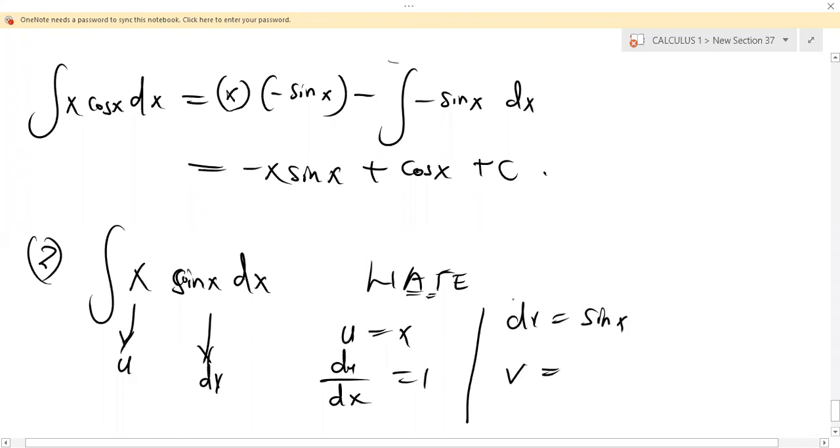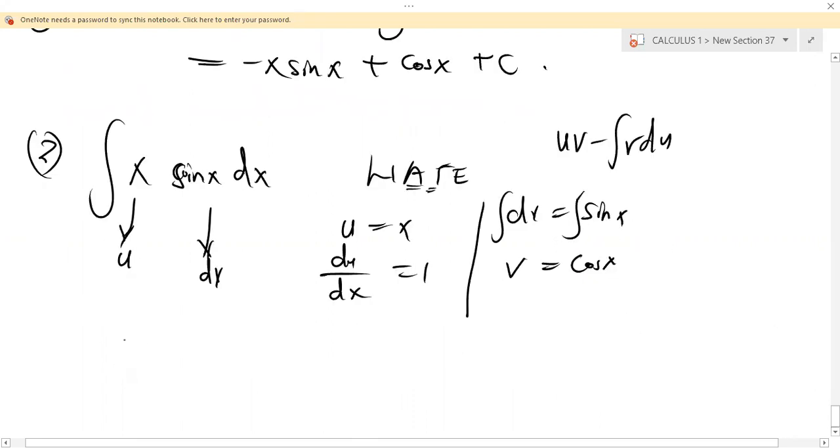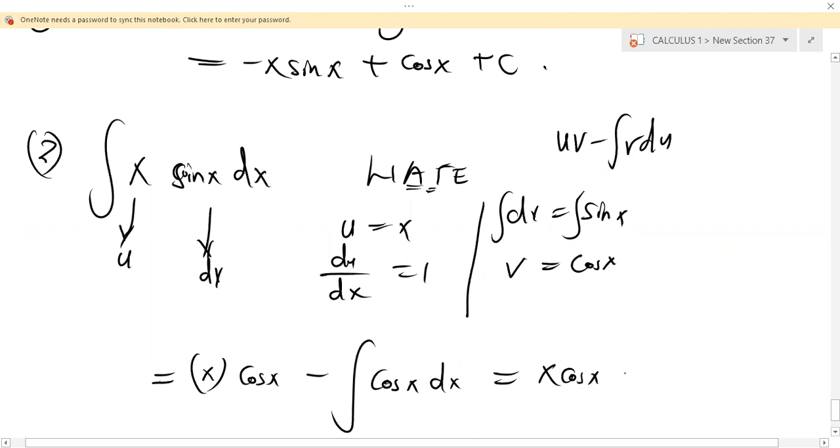Your v is equal to, if you integrate, you will get minus cos x, because the formula for integration by parts is uv minus the integral of v du. So that clearly gives us, if we put values into the formula, we have u, our u is x, multiplied by v, minus cos x, minus the integral of v multiplied by du, and our du in this case is dx. And this gives minus x cos x plus the integral of cos x, which is sin x, so sin x plus c, and that's it.